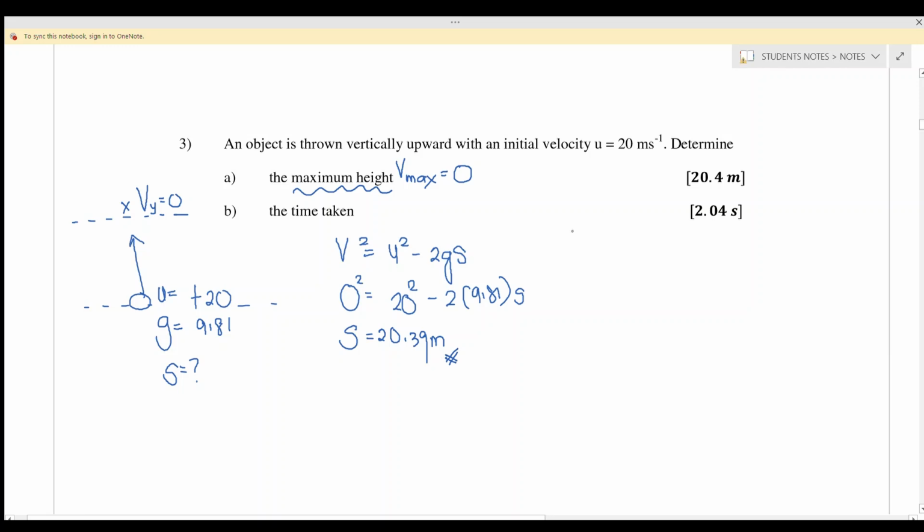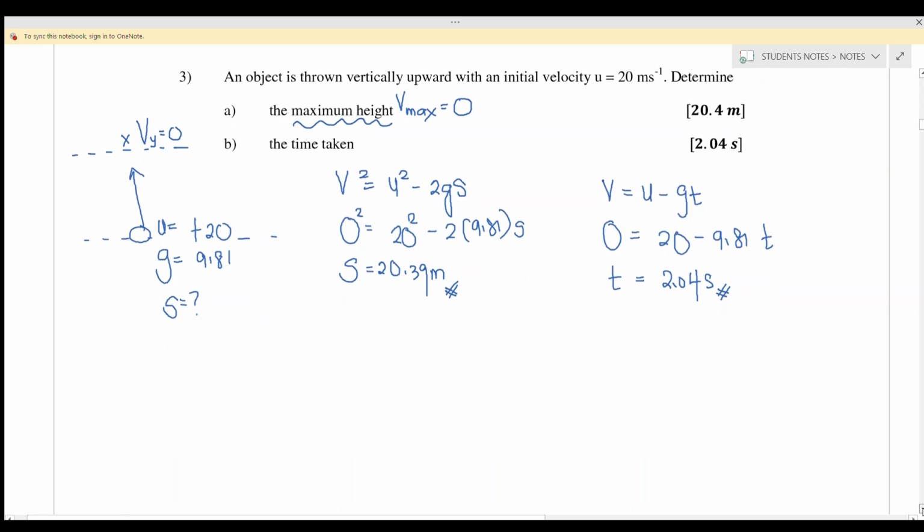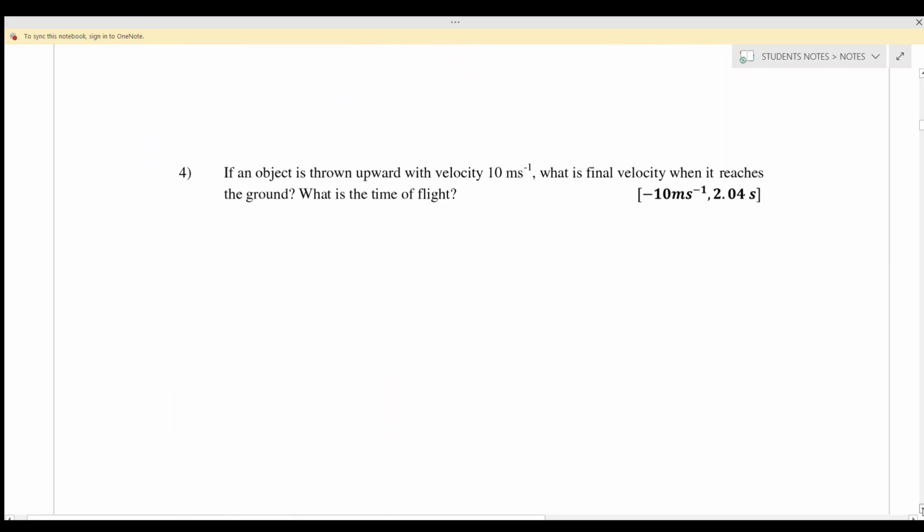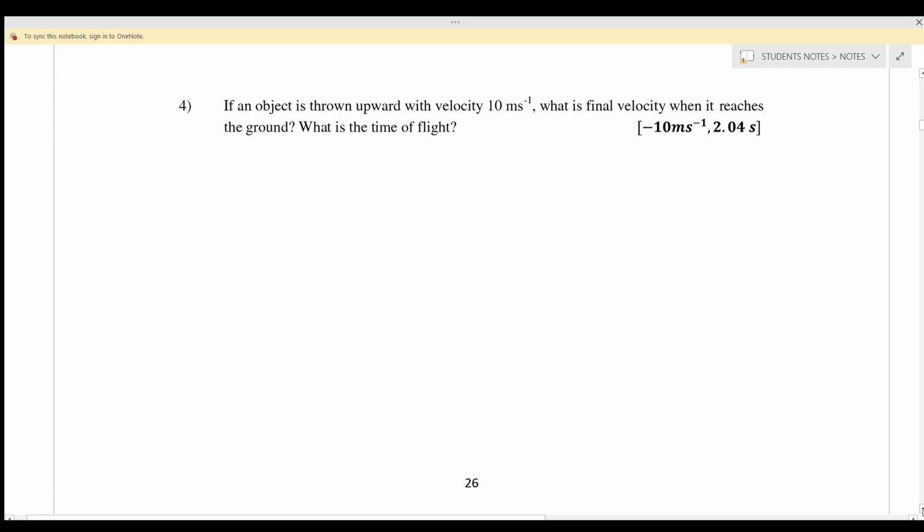Okay, and what is the time taken when it reaches the maximum height? So we can use v equals u minus gt, where your v when it reaches the maximum is equal to 0. The initial velocity is 20 minus 9.81 t. So t equals 2.04 seconds. Okay, so this is question number 3. And all these questions only involve vertical motion. It's only free fall motion.